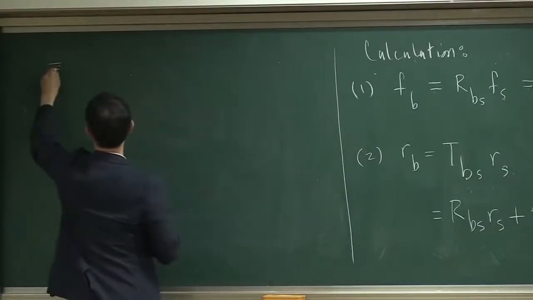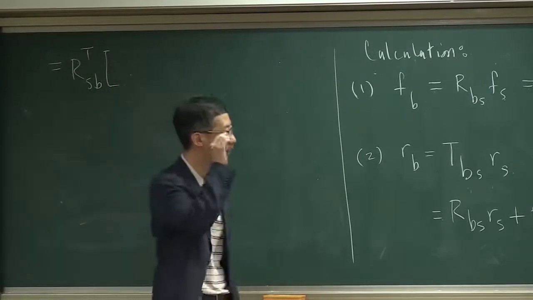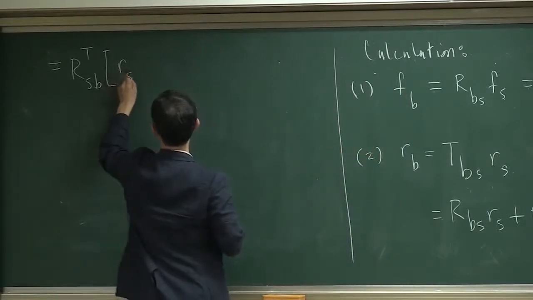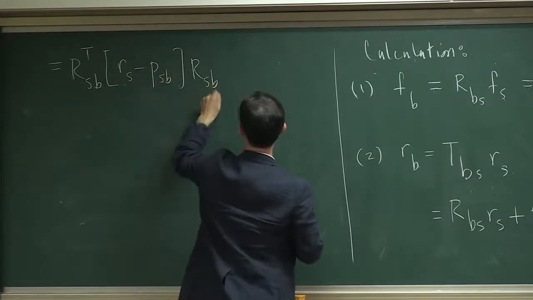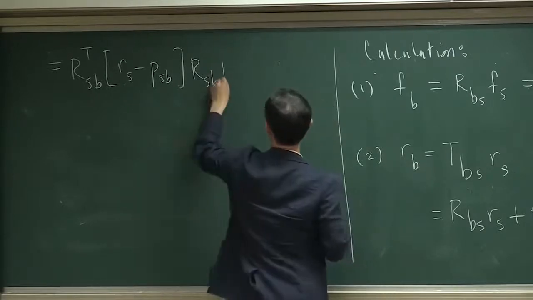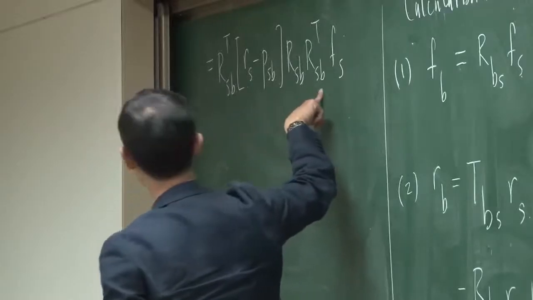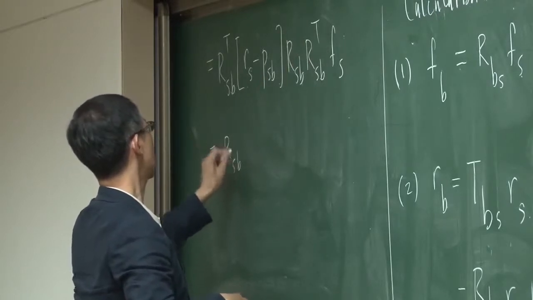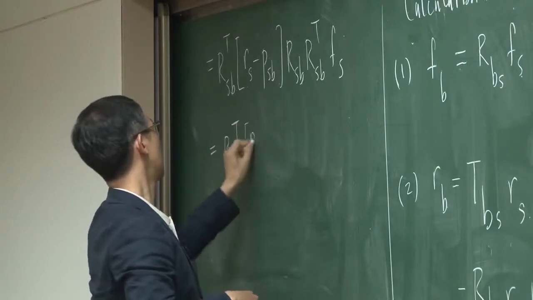Okay, so equals, there's an R_SB transpose out front. And in the middle we have R_S minus P_SB in skew-symmetric form times R_SB, okay, times R_SB transpose times F_S. Okay, so you can see these two things cancel. So this is R_SB transpose R_S.